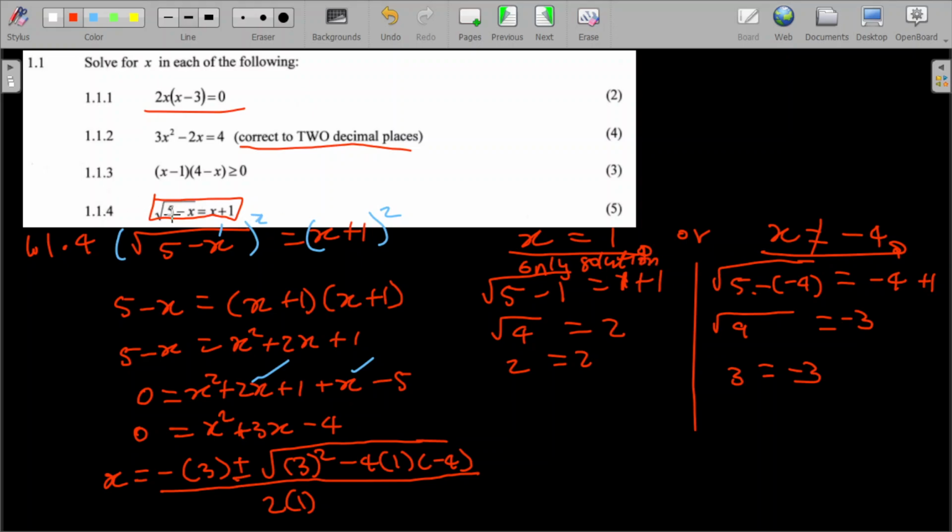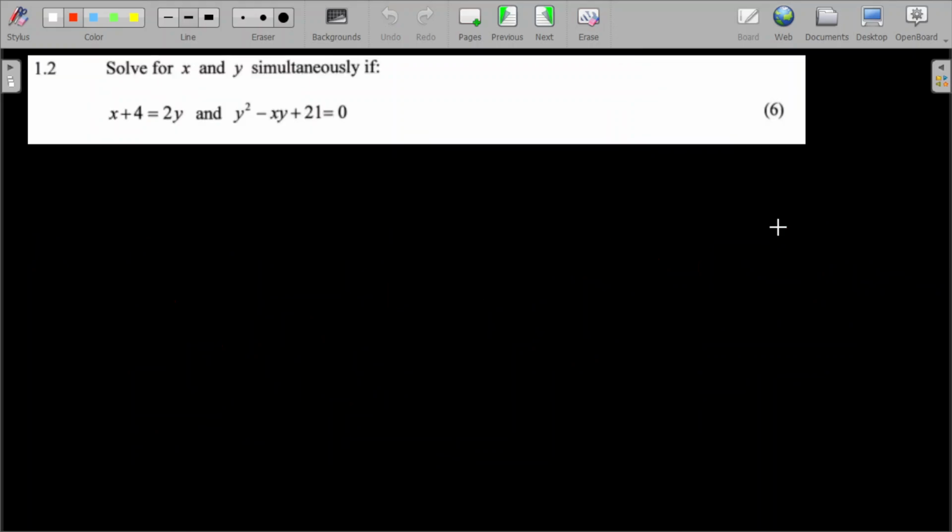Again, it's very important to check in these types of questions. Make sure you don't make that mistake, because the last mark here in this 5 is the one for you checking whether it is a solution or not a solution.